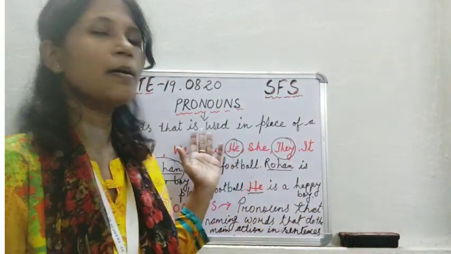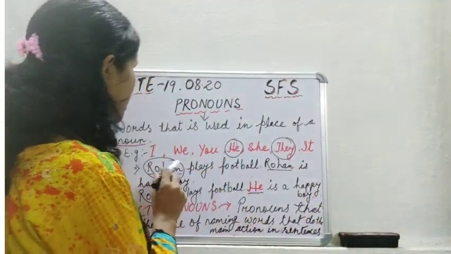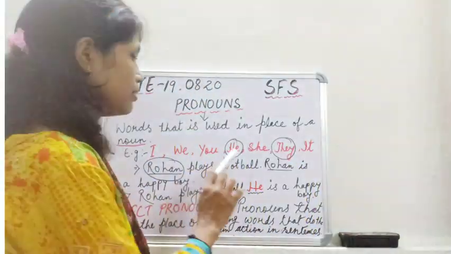Pronouns are the words that we use in the place of naming words. Same thing has been repeated that I have already mentioned on the board. So here we can see subject pronouns are pronouns that take the place of naming words, people, places, animals and things that do the main action in a sentence.